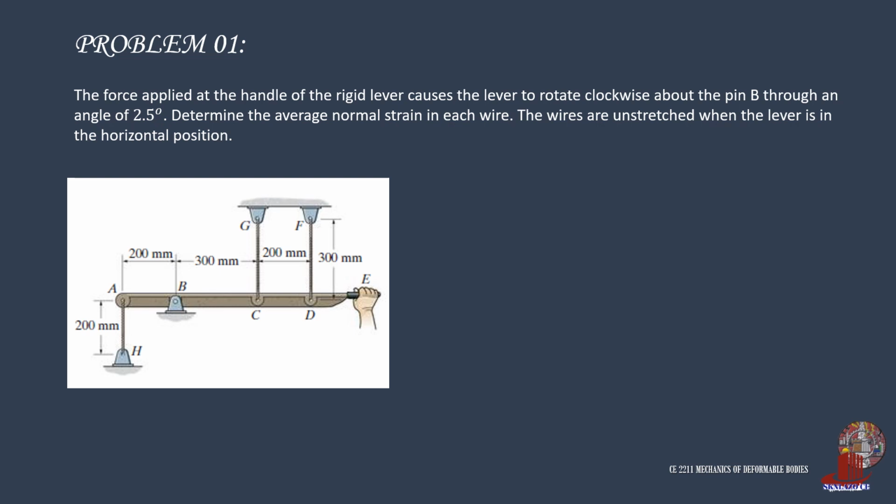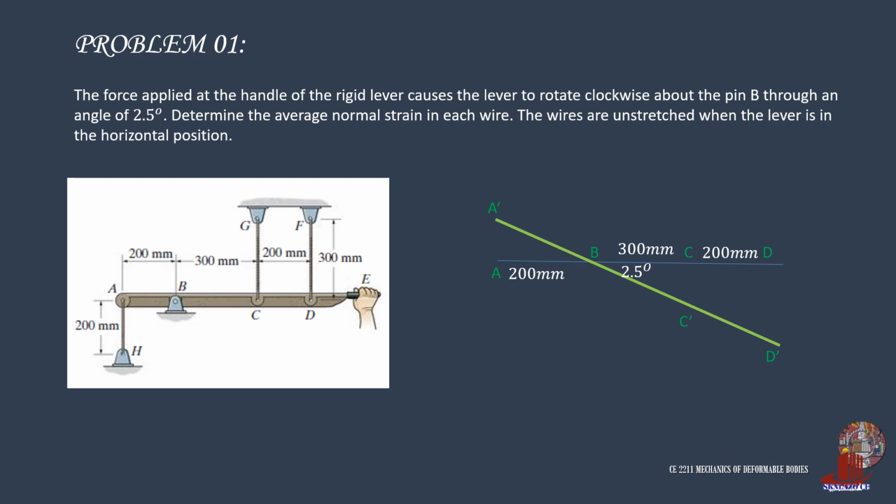In the original position, the wires are considered unstretched. Strain is computed as a deformation of the material upon the original length. The original length of each wire is measured and given, but the deformation is still to be computed. With 2.5-degree rotation, the bar creates similar triangles among the three wires, of which the change of position of points A, C, and D are considered as deformation.